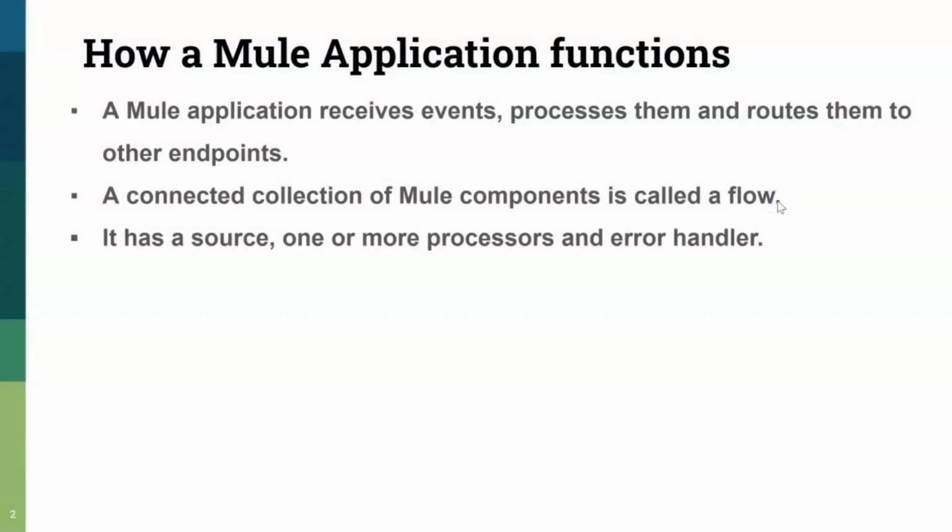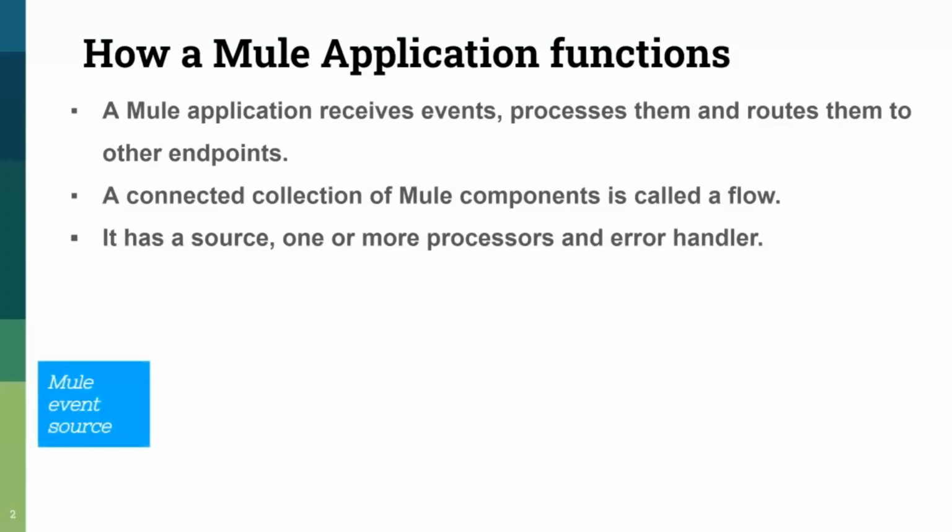So in our previous class, we said a Mule application receives events, processes them, and routes them to other endpoints. And we said it has three components: a source, a processor, and an error handler. And we also said there could be flows without an event source. So an event source is optional, but for a Mule flow to compile, it needs at least a processor. So source and error handler are optional, we said.